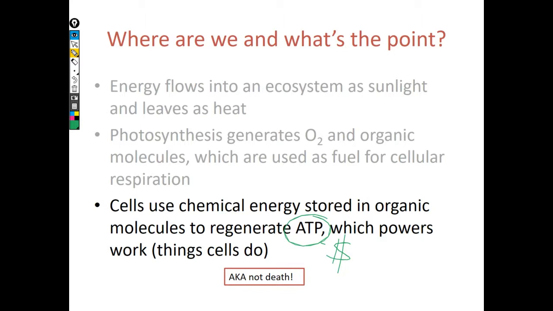So anything a cell does, we pay for. ATP is what we pay. We're going to make money, literally, to spend money, right? So these are all things we know. We've built up this knowledge. Now we're pulling it together.